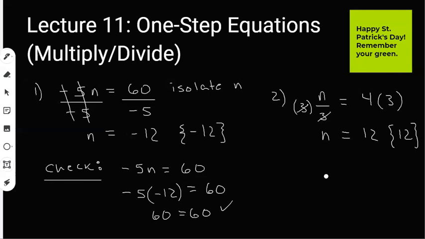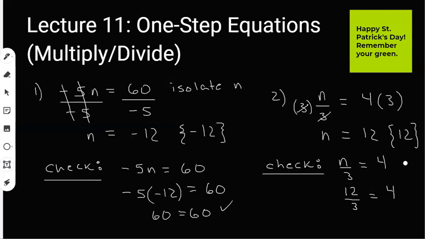So what we're going to do next is check our work by sticking with our original equation. So what was our original? It was n divided by 3 equals 4. We know that our solution was positive 12. So I'm going to plug in 12 for n and see what happens. And it should all work out if we did it right.